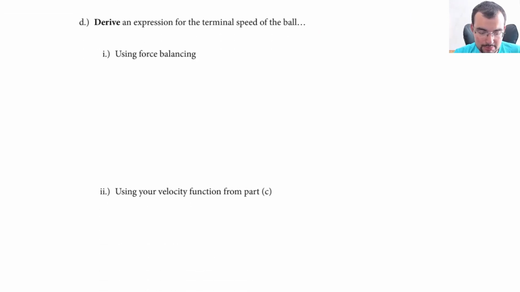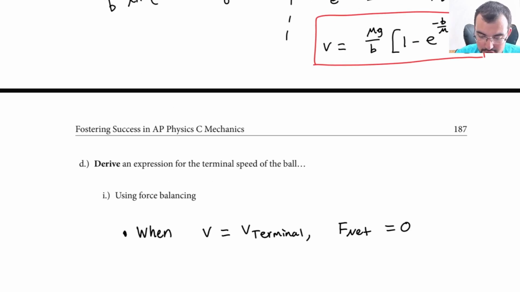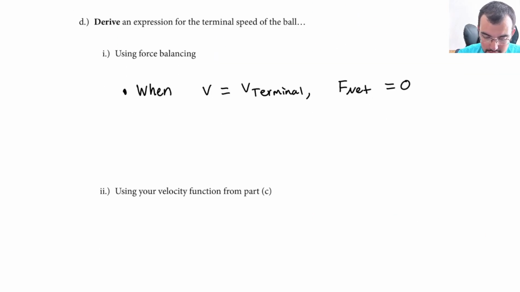All right, let's find the terminal speed of the ball using force balancing and the velocity function. First of all, force balancing is pretty easy because when v is equal to v terminal, there is no net force because the velocity is not changing anymore. So we just set our up forces equal to our down forces. The up force is bv, and our down force is mg. So our terminal speed is just mg over b.